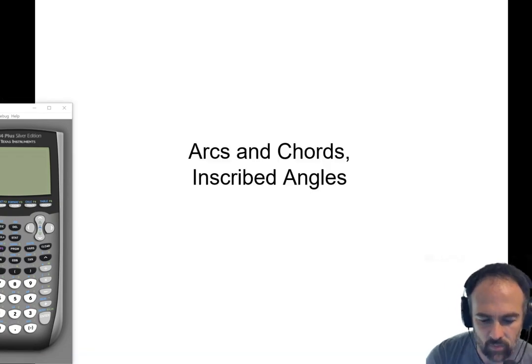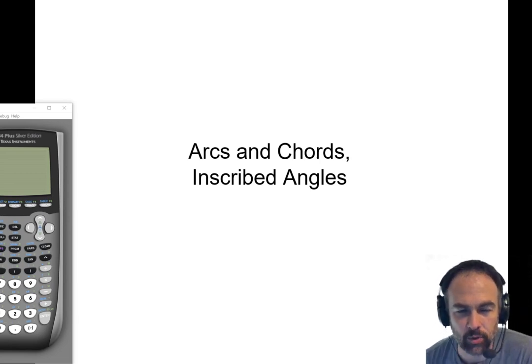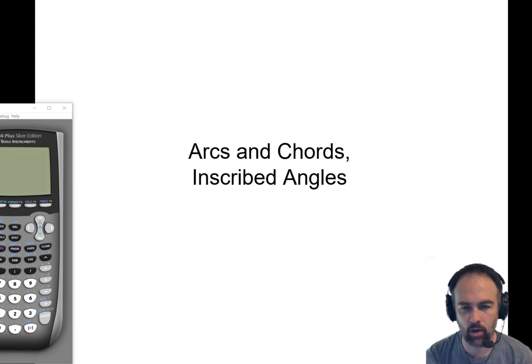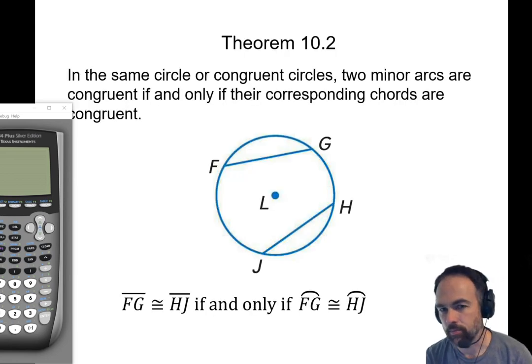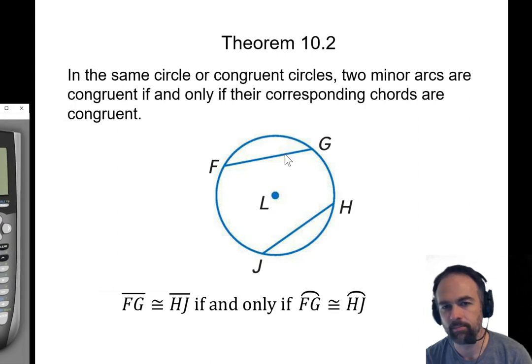Okay, so we've talked about arcs and their relationship to central angles. We've talked about arc length. We've talked about radian measure. Now we're going to talk about arcs, chords, inscribed angles, and the relationship between all of those. So let me move this out of the way until we need it.